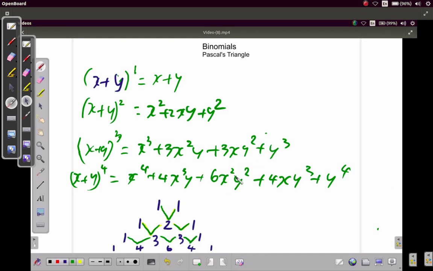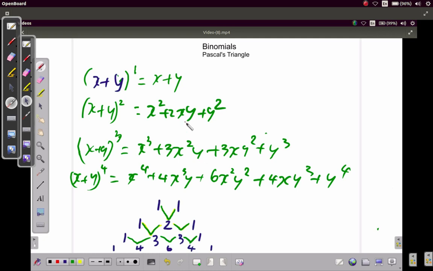this 1. Then 1x to the fourth, which is this one, plus 4x cubed y, which is this, plus 6x squared y squared, this is the 6, plus 4, this 4, xy cubed, plus 1, this 1, y to the fourth. At the same time, 1 plus 3 gives you 4, 3 plus 3 gives you 6, this 3 plus 1 gives you this 4. Alright.